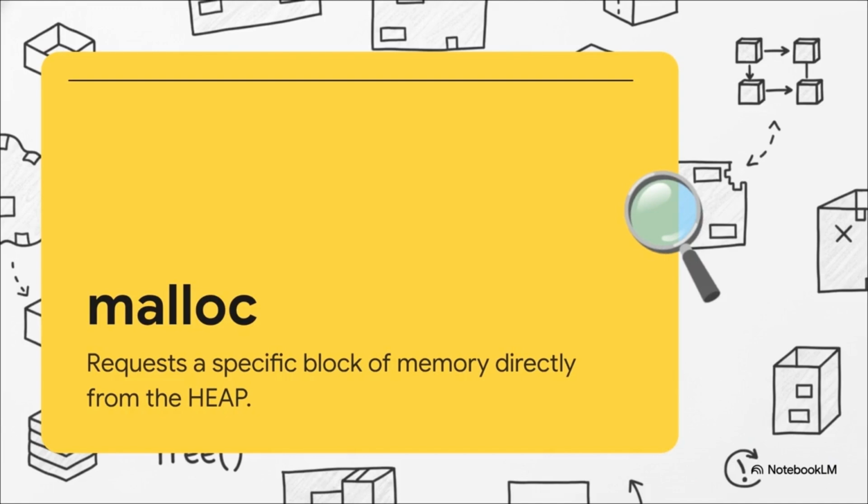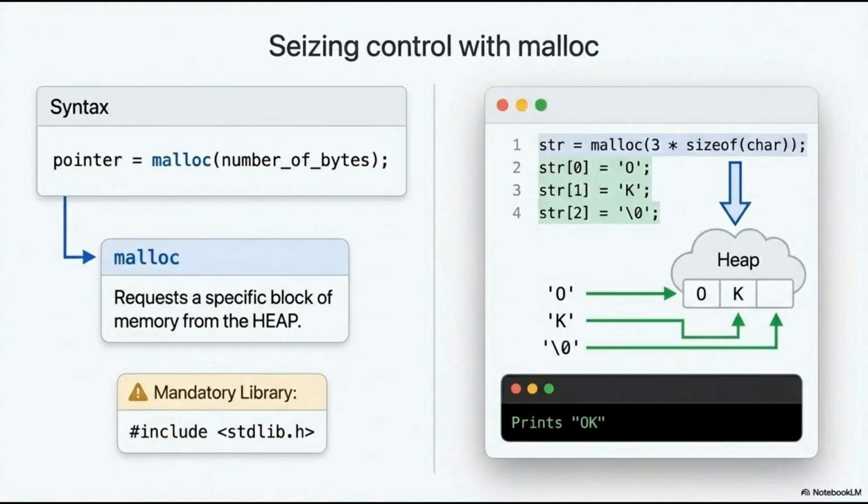This weapon is called malloc, short for memory allocation. It's a command that allows you, the programmer, to manually claim space directly from the heap at runtime. Now, the heap is just this massive pool of unallocated memory, sitting outside the restrictive bounds of the stack. To use it, you just have to remember to include the standard library header, stdlib.h. The syntax for seizing control here is surprisingly straightforward.